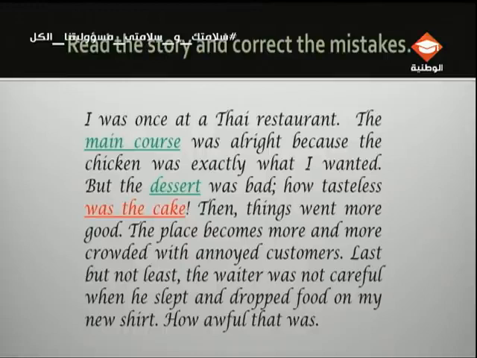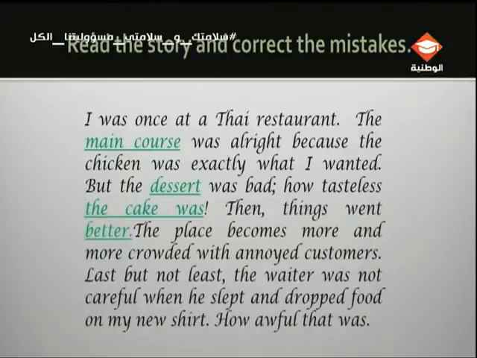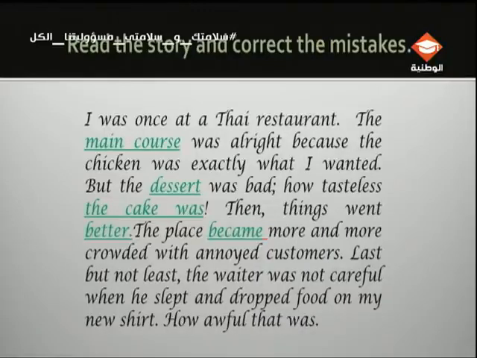Then things went more good. So, more good here is the mistake. Of course, good is a regular adjective. In comparative form, it becomes better. The place becomes more and more crowded. In fact, we are telling a story, so we need to use the simple past. This is why this verb is put in the simple present, which is wrong. It must be in the simple past.